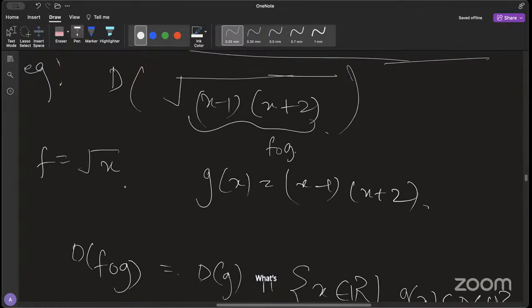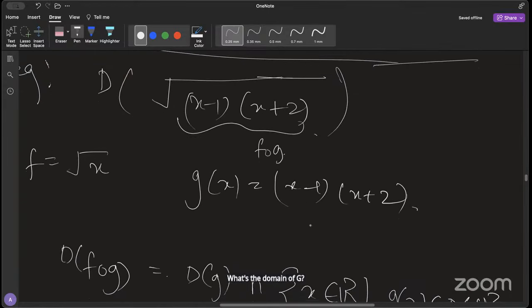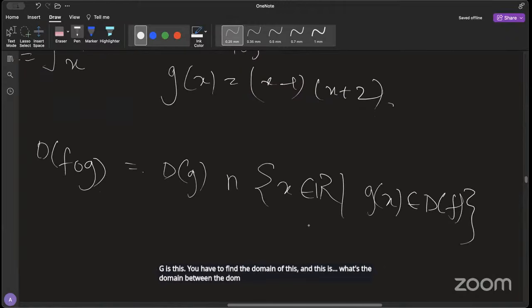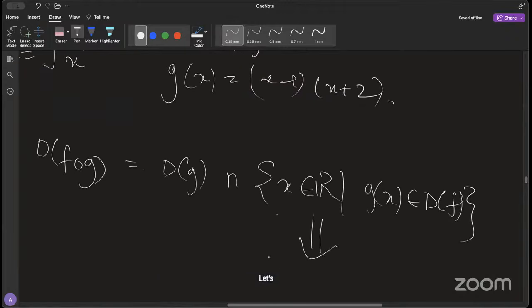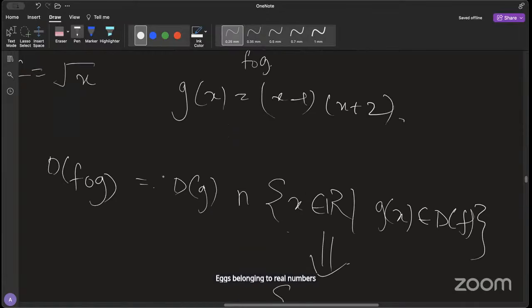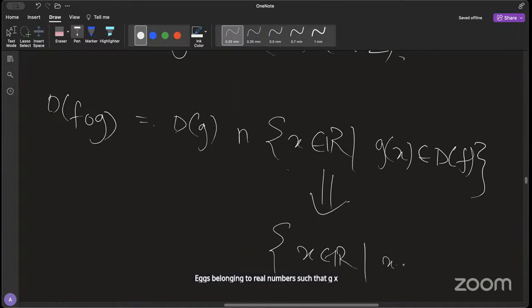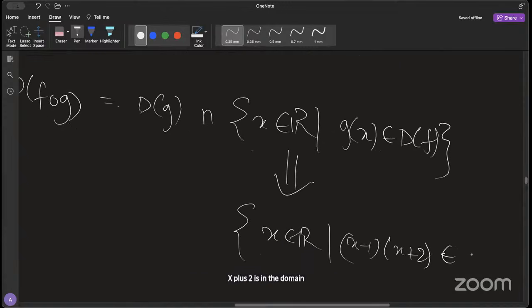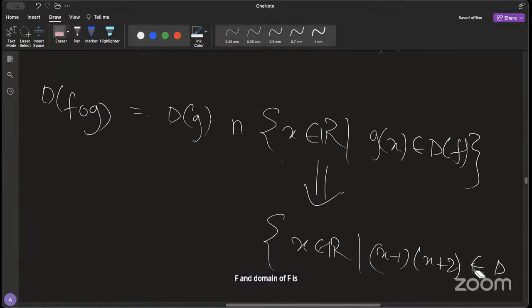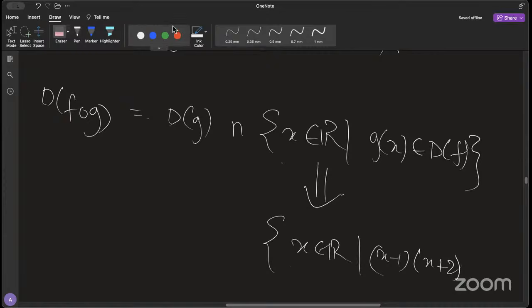What's the domain of g? g is this, and we have to find the domain of this. We know the domain of f, right? So let's solve this set first. This will be x belonging to real numbers such that g(x), which is (x minus 1)(x plus 2), is in the domain of f, and the domain of f is R minus 0.